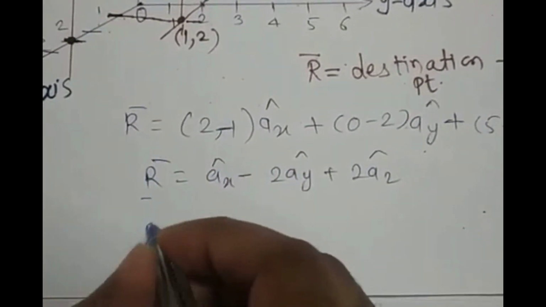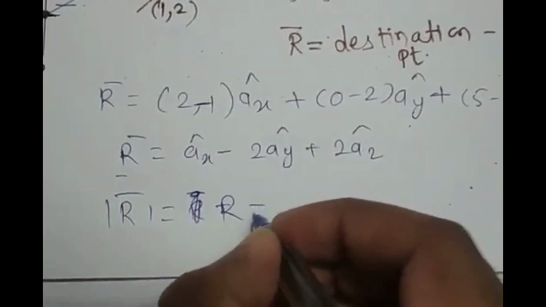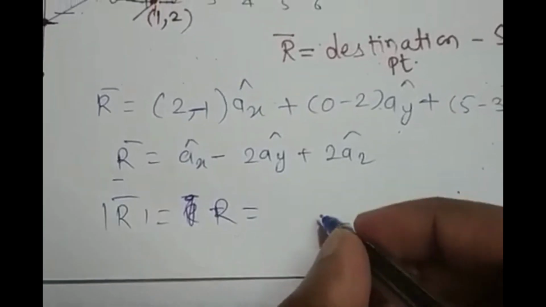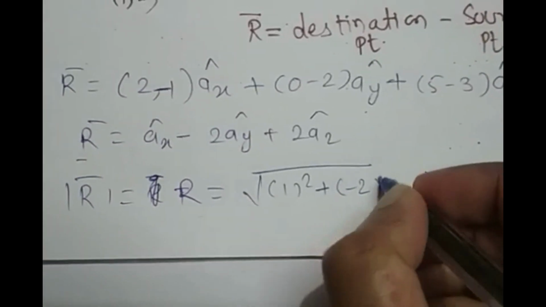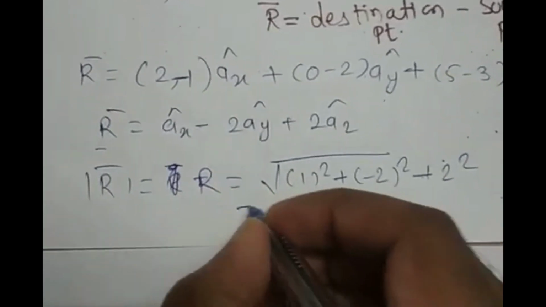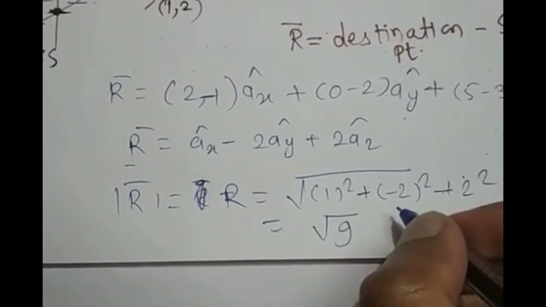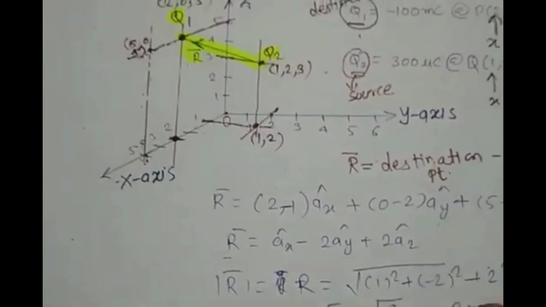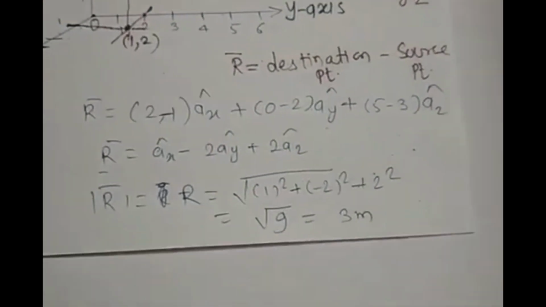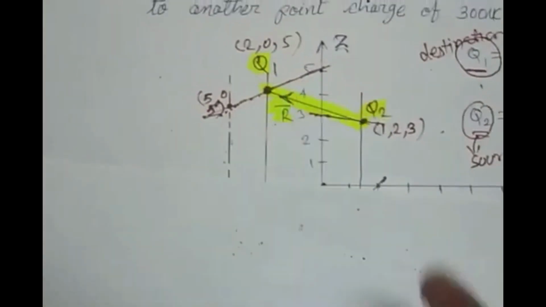And if we calculate the magnitude, the mod of r, or simply r, the distance between them, it comes to the square root of 1 square plus minus 2 square plus 2 square. So it will come to the square root of 9, and so finally it will be 3 meter. So we have r as 3 meters. That means the distance between them is 3 meter. From 3 meter he is applying the force.